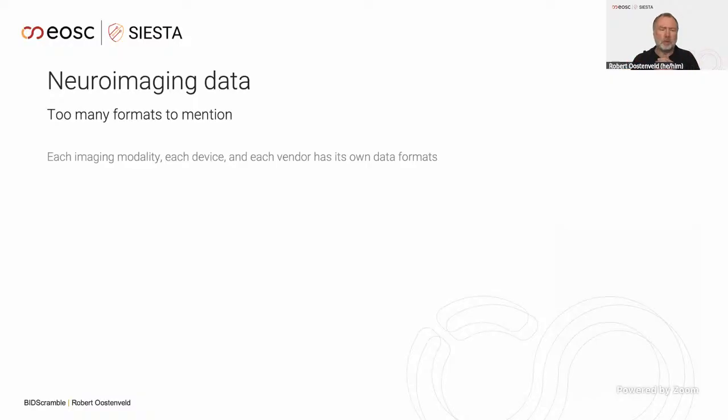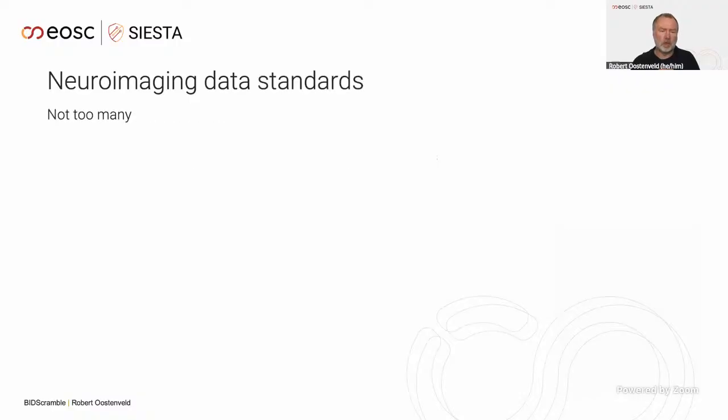Zooming in on a particular type of data, neuroimaging data or imaging data from the brain, there are still too many formats to mention. So each imaging modality, each device and each vendor has its own data formats. But if you look at neuroimaging data standards, then it becomes more tangible, then it becomes more managed. There's not too many of them. So DICOM is one of these standards that is mainly used in clinical settings. DICOM files consist of 2D slices with imaging data and a lot of often repeating header information.